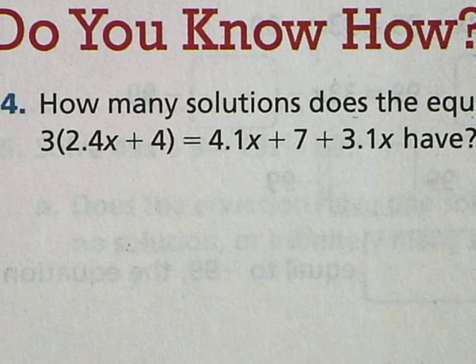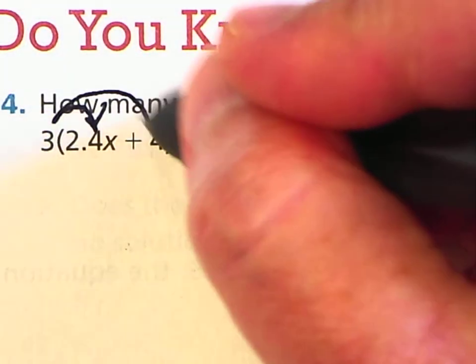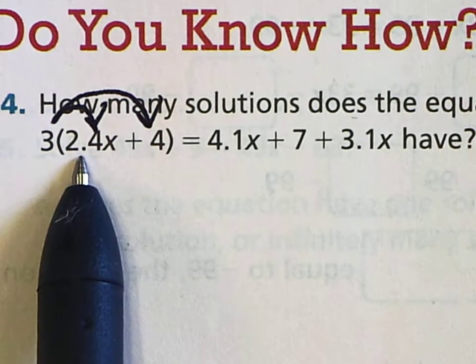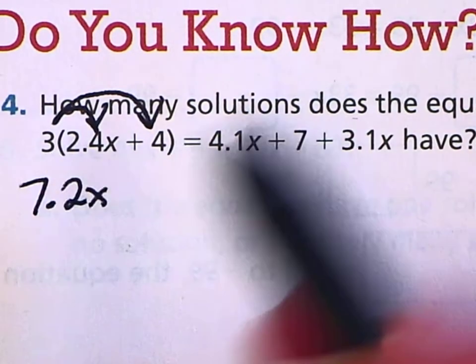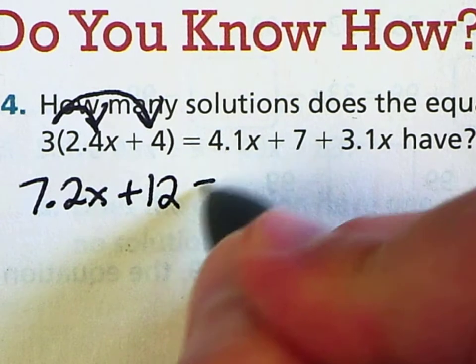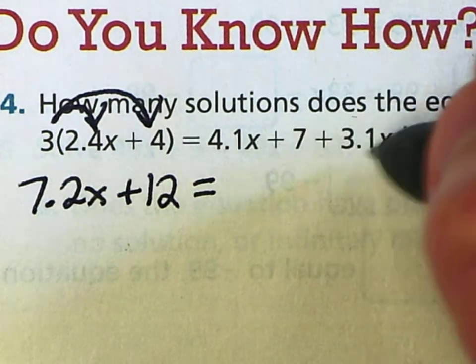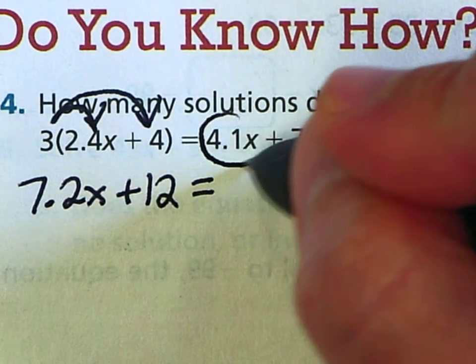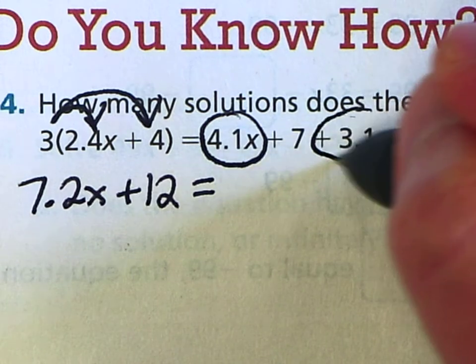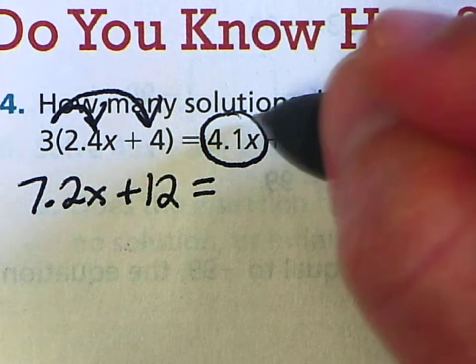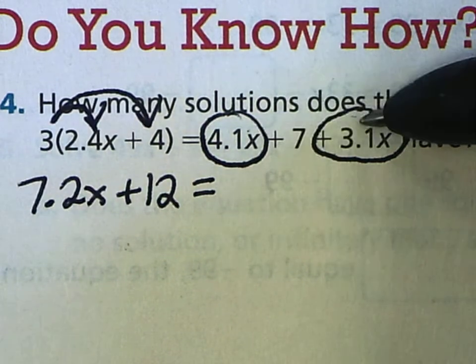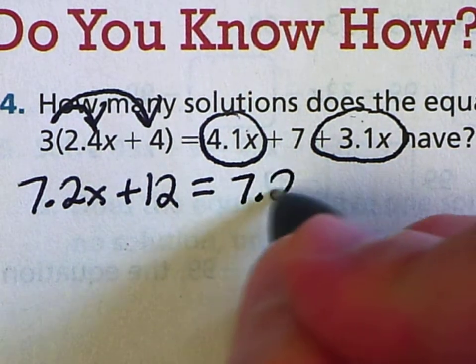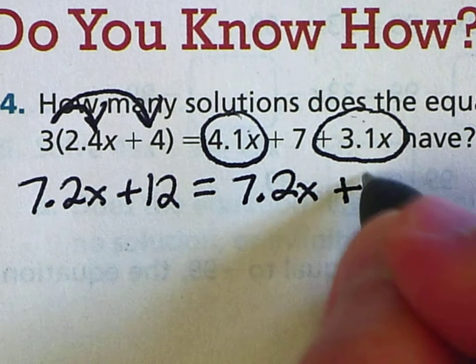Okay, so let's try this one. Let's get rid of the set of parentheses by using distributive property and multiplying. 3 times 2.4x is 7.2x. 3 times 4 is 12. Okay, let's bring down this side. Oh, before I bring down this side, I see that I have this 4.1x and this 3.1x. Those are both positive and they're like terms on the same side. So let's add those together. 4.1x plus 3.1x is 7.2x, and then I have that plus 7.